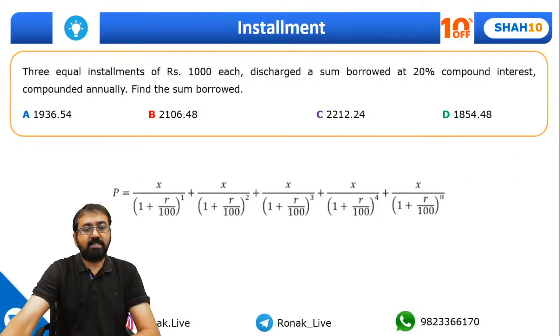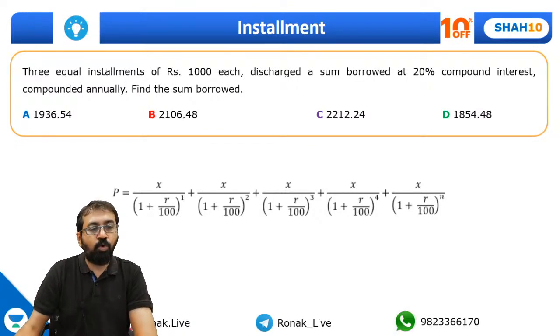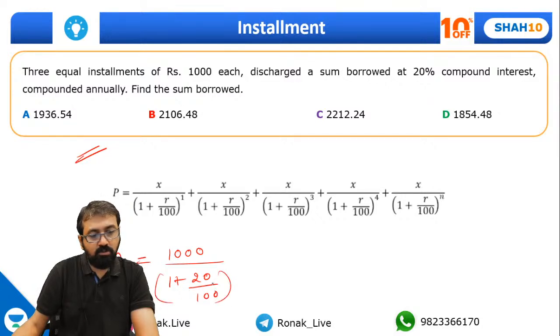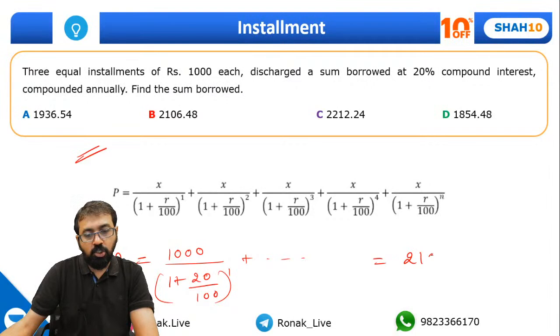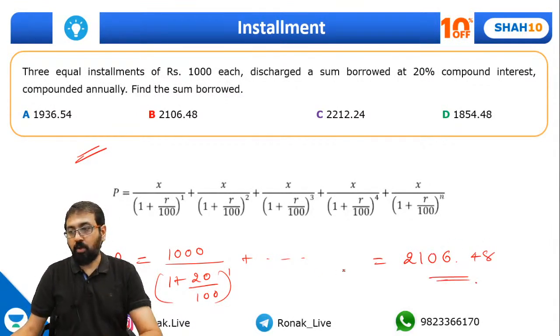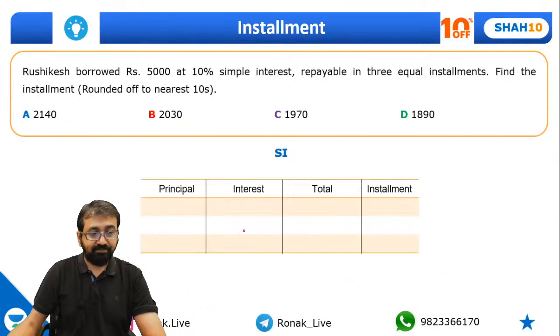Fine. So guys, here is the formula. In case you wanted to do it by formula, you can also use this formula. So principal is equal to 1000 upon 1 plus 20 upon 100 whole raised to 1 plus and so on and so forth. So this will also come out to be 2106.48. Okay, you can also do it this way.